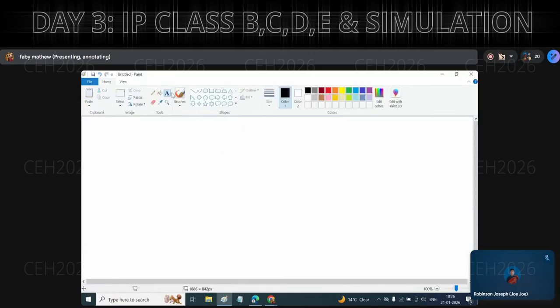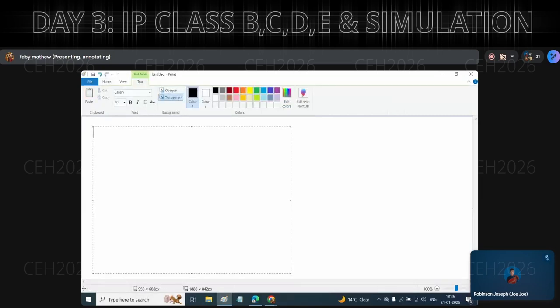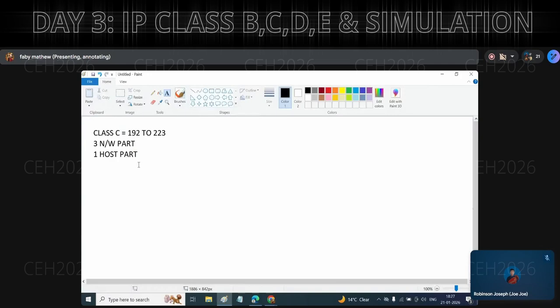So now we are starting with class C. The range of class C is 192 to 223. In class C, there are 3 network parts and only 1 host part. This whole structure is defined by IANA, who created the IP addresses. We cannot change it according to us.